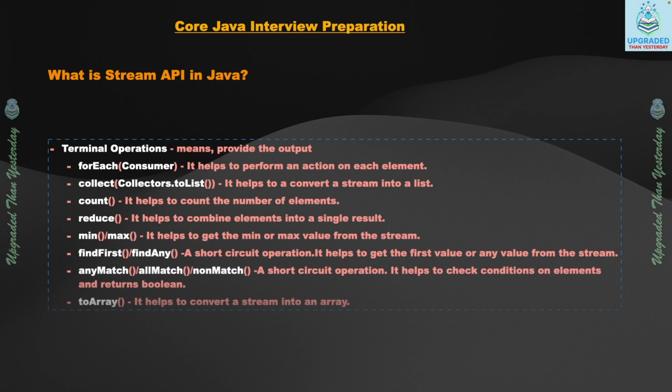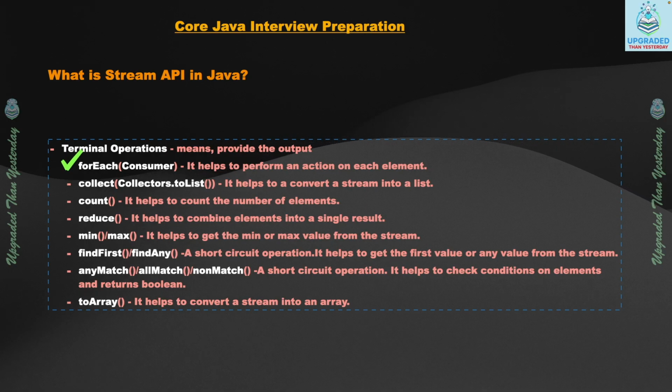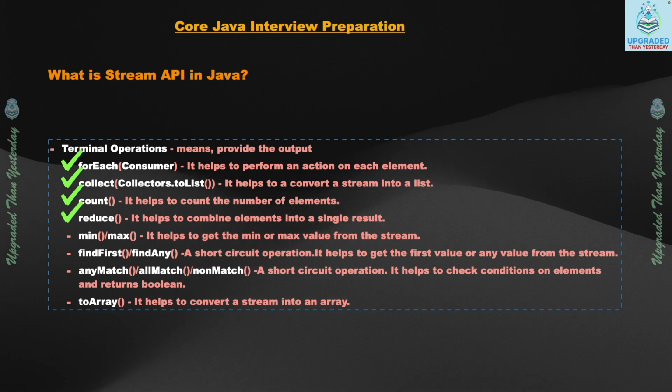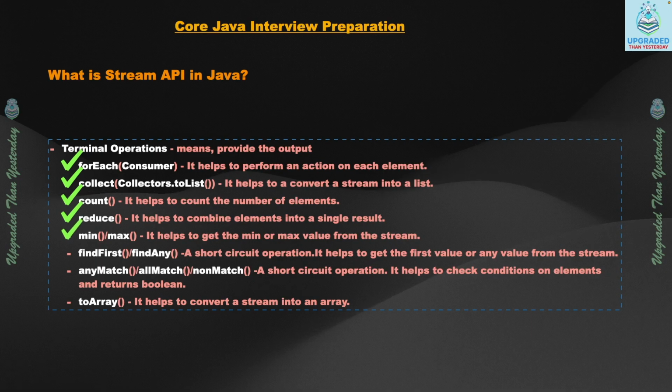Here are a few terminal operations listed. forEach. forEach helps to perform an operation on each element. Collect, Collectors.toList. It helps to convert a stream into a list. Count. It helps to count the number of elements in the stream. Reduce. It helps to combine the elements into a single value. Min. It helps to get the minimum value from the stream. Max. It helps to get the maximum value from the stream.